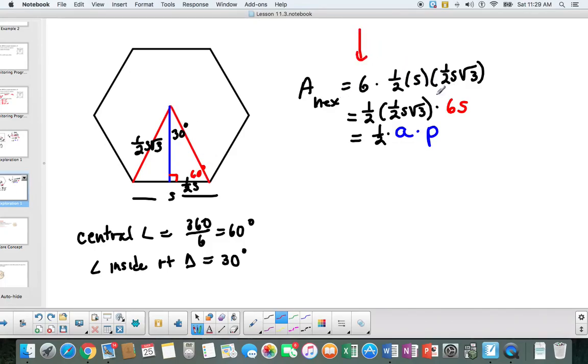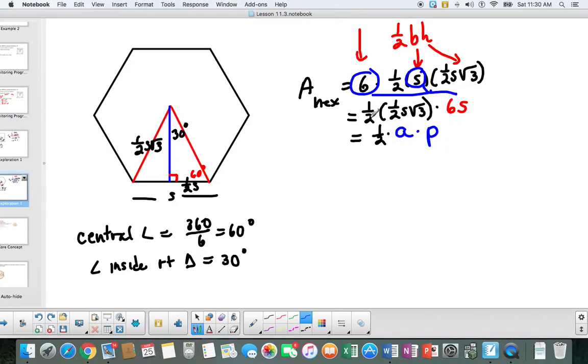I do know that I want to do 1/2 base times height for this triangle right here, and the base is S, so you can see right here is my base, and my height is the apothem, which I just figured out here. Now I'm going to rearrange things. I'm going to put the 1/2 here, put this portion in the front, and then take this number 6 and S and put them together right here.